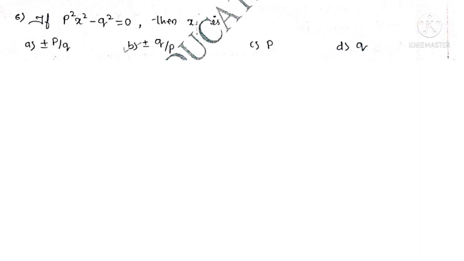Consider the problem 6. If p square x square minus q square is equal to 0, then x is. This is a very simple problem. p square x square minus q square is equal to 0. So take q square to that side. It will become p square x square is equal to q square. Then x square is equal to q square by p square. Take square to that side, so it will become square root. So therefore square root of q square by p square will be plus or minus q by p. Therefore x is equal to plus or minus q by p. Therefore the answer B is correct.